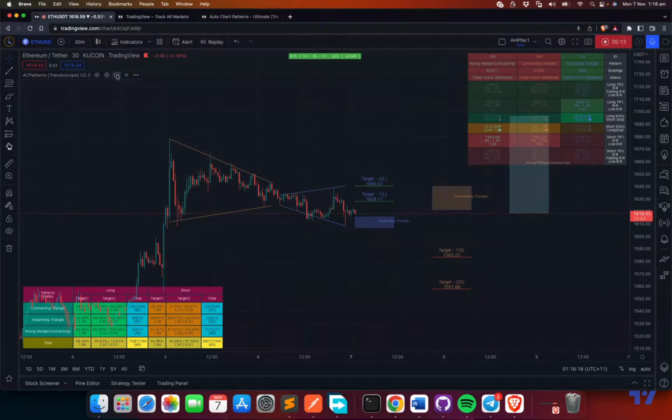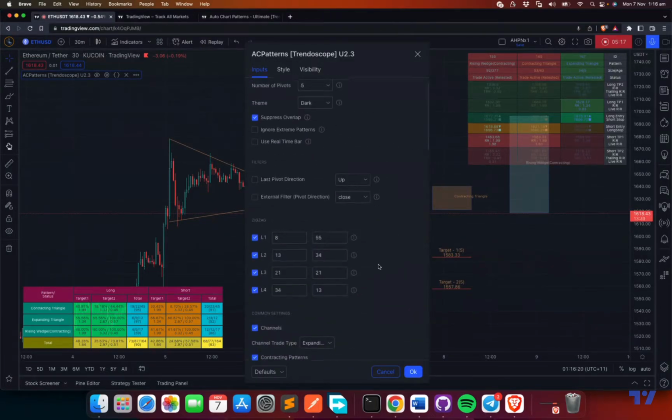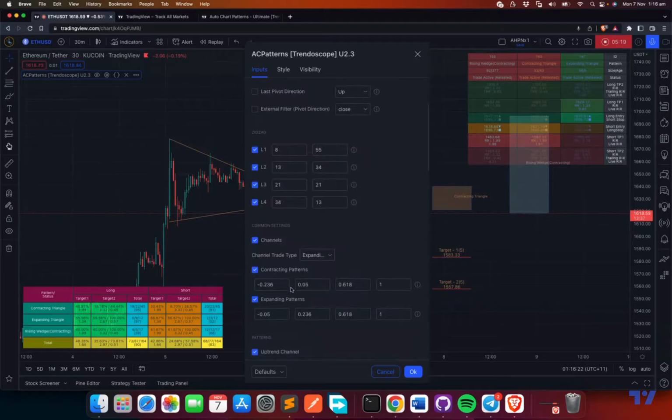If you go back to the settings here, you can set targets for expanding and contracting types separately. For contracting patterns, this is the stop range. The stop range is a bit higher, meaning the stop distance is a bit higher, but the entry is lower than that of expanding patterns, and the targets are kind of similar for both of them.